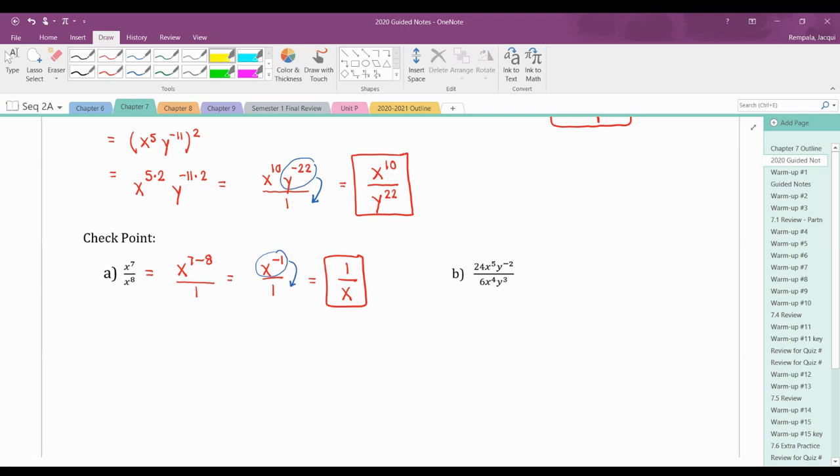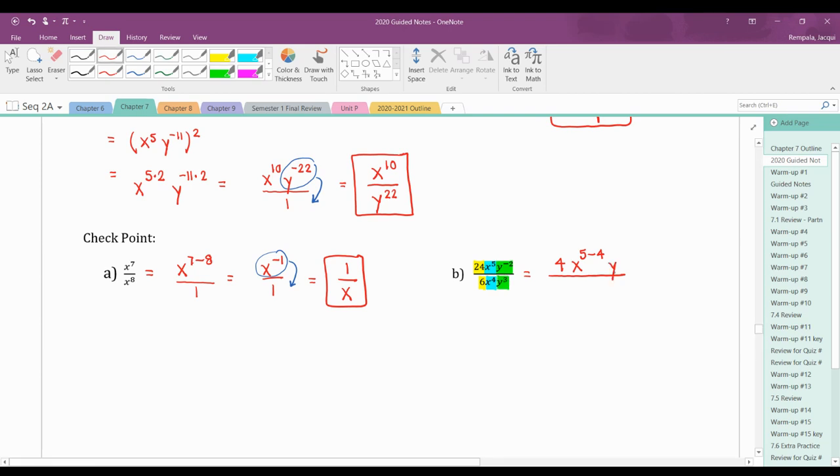If I look at the second problem, we have a 24 and a 6. This is a division problem. 24 divided by 6 is 4. The bigger number's on the top, so 4 gets to be on the top. I see that there is an x on the top and an x on the bottom. So I get to start with the x on the top, and I get to subtract the exponents, so 5 minus 4. I see that there's a y on the top and a y on the bottom.